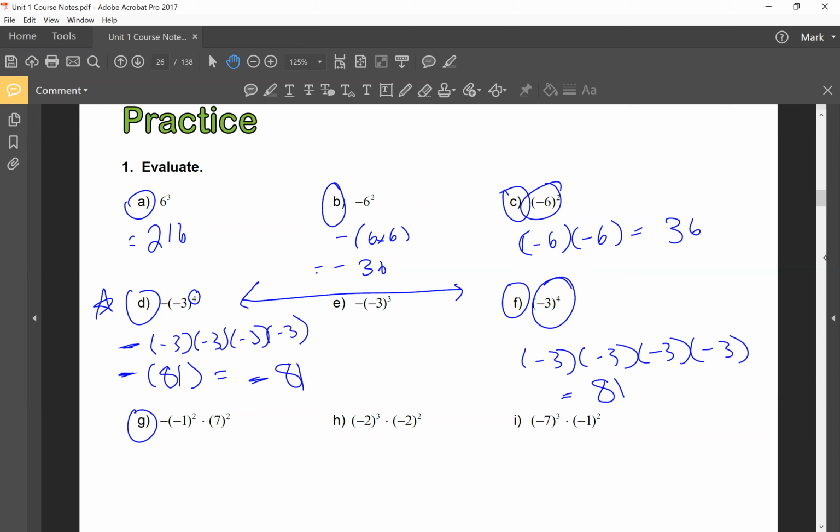G. Okay, so G. Let's do it piece by piece. So this ends up being a negative times a 1, and this ends up being 7 times 7 is 49.